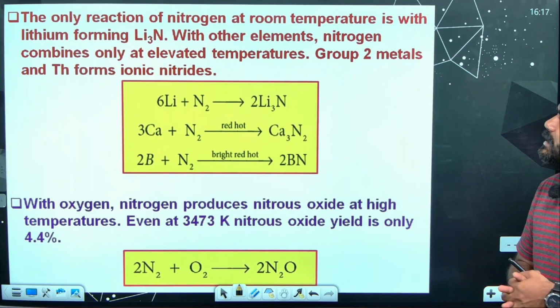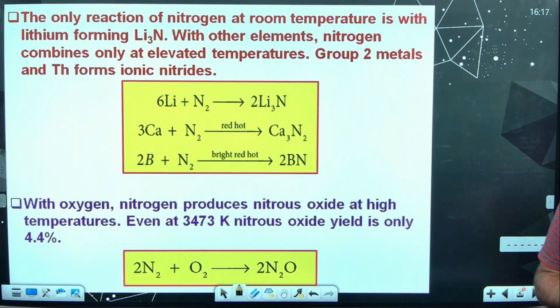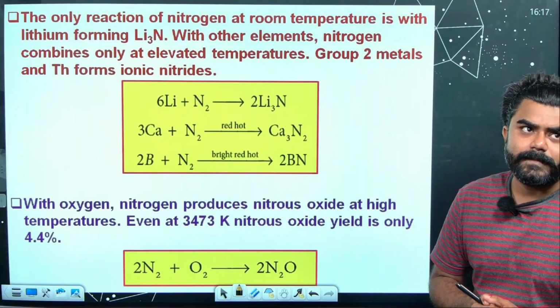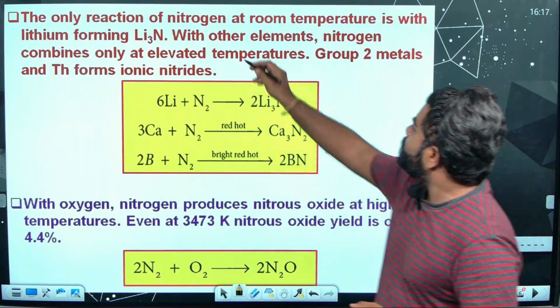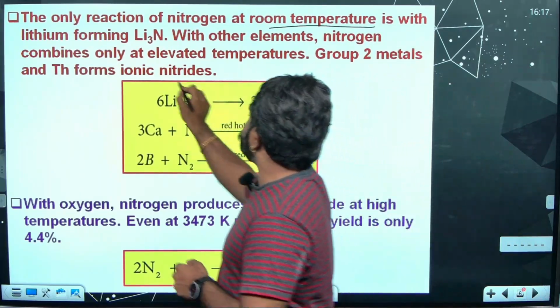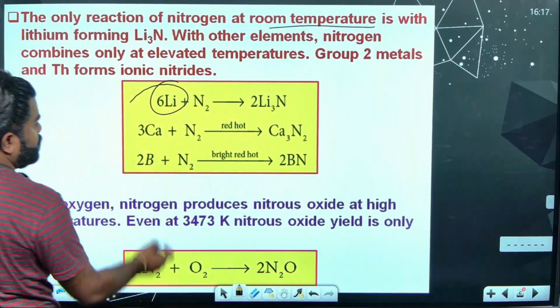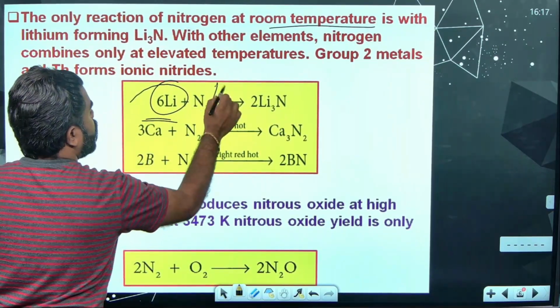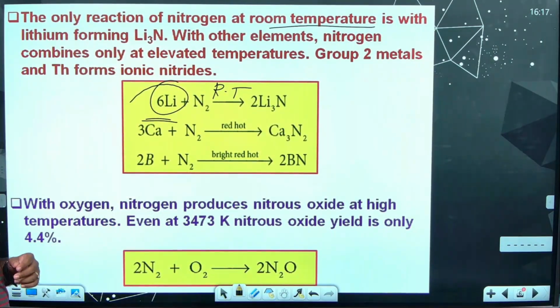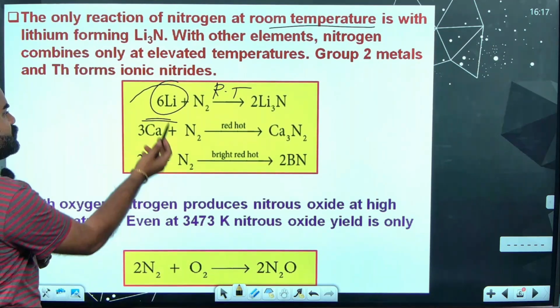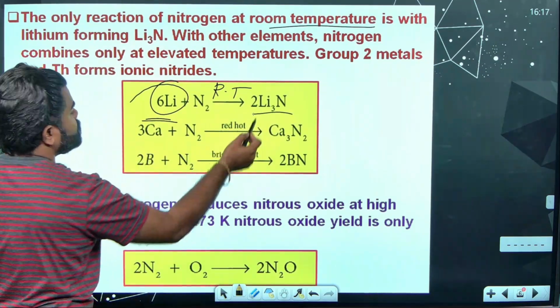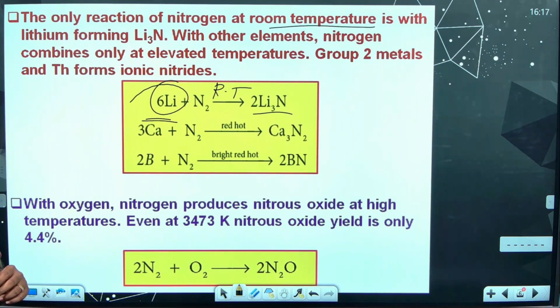Now let us see what are the reactions given by nitrogen. The only reaction that nitrogen gives at room temperature is with lithium. Lithium கூட மட்டும்தான் நைட்ரஜன் RT-ல react பண்ணுது, அதாவது room temperature-ல react பண்ணுது. So lithium when reacts with nitrogen forms lithium nitride.